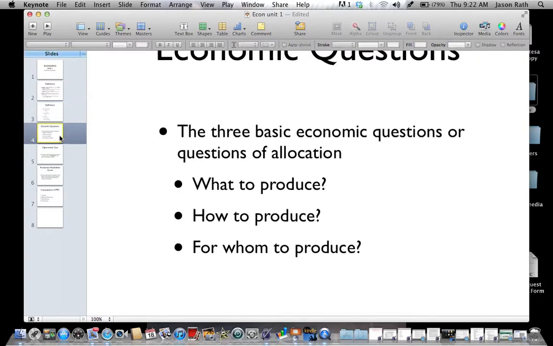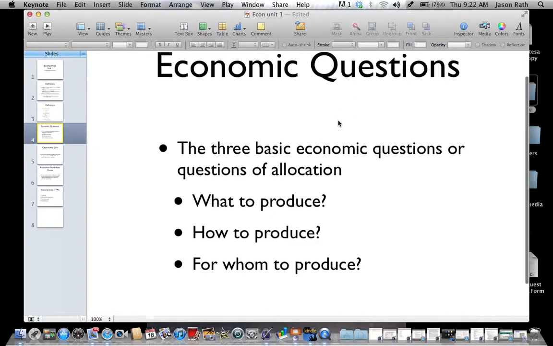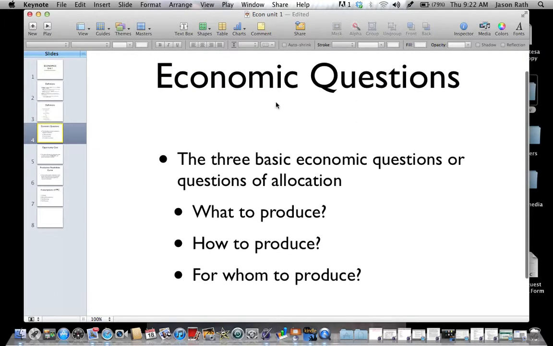Okay? So then you have to look at the economic questions. And again, it goes back to how you are going to allocate those resources. First you have to think about what to produce. What are we going to make, basically? Think about, okay, we're going to build a new school. Well, how do you produce that? How do you choose the material and the method to build that school? And for whom to produce? How are you going to distribute those goods? Who are you going to make the school for? What's your population? What's your target?